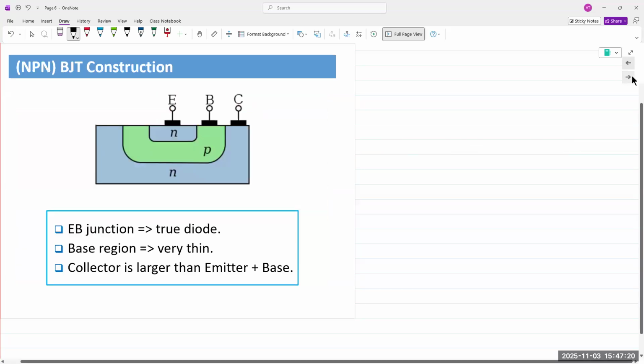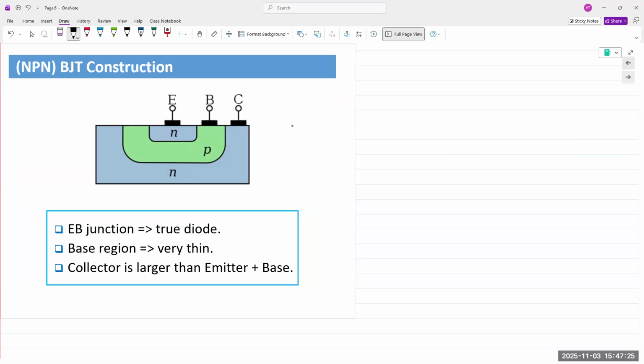Here's the construction and the terminals. So again, this is the side view, and the dimensions are exaggerated. What do we see? This is an NPN transistor. There's a thin P-type material between the two N-type materials. So it's an NPN transistor.